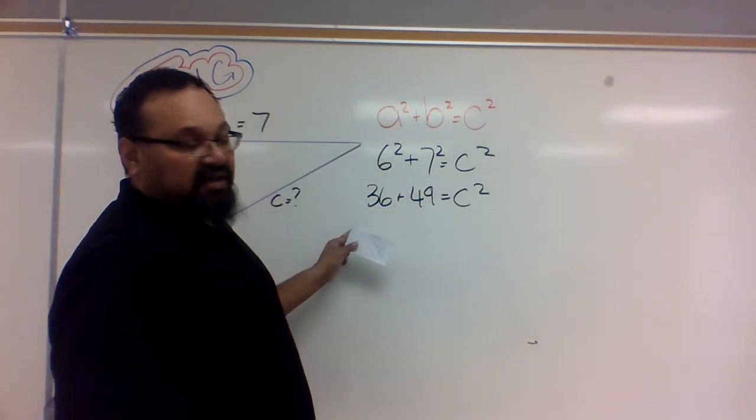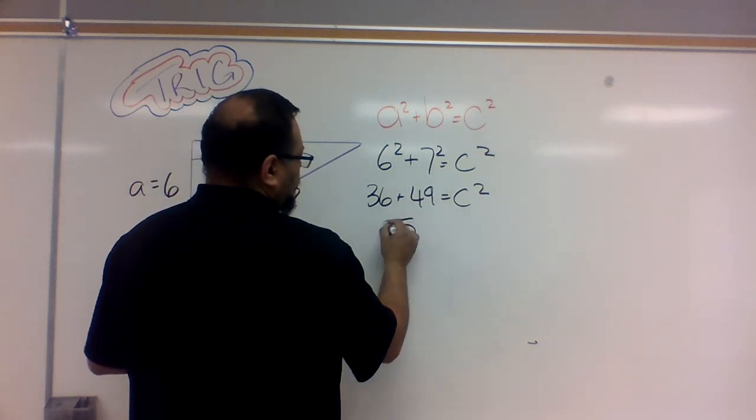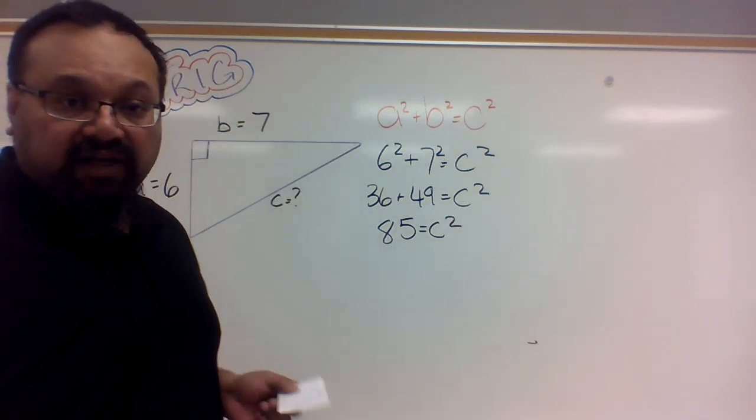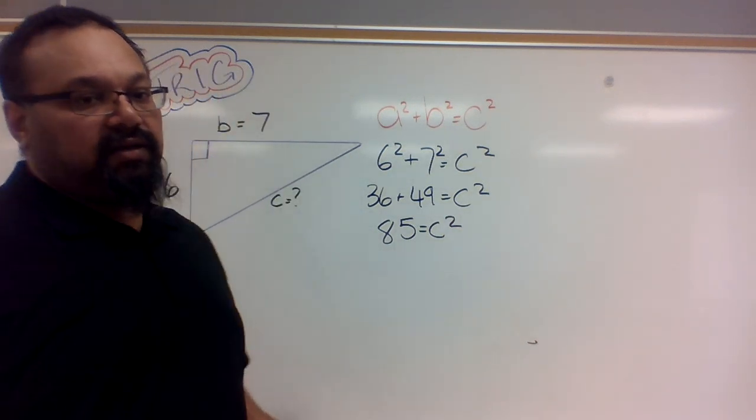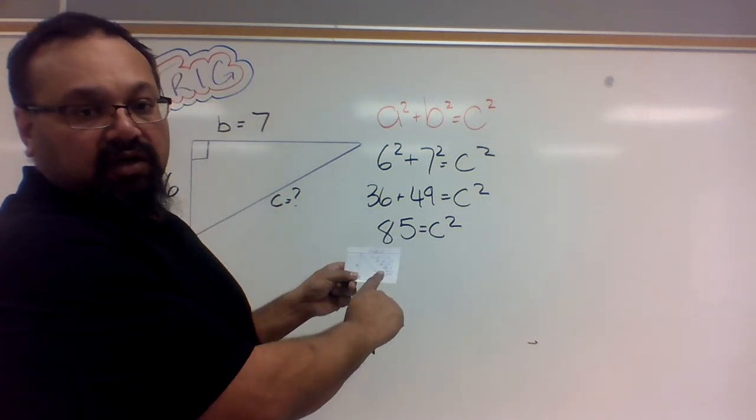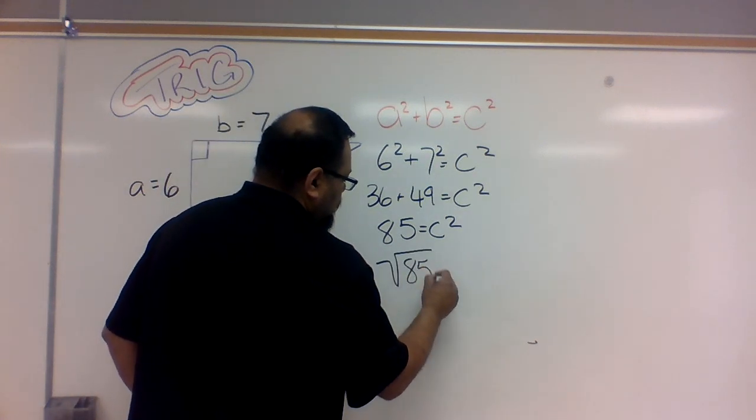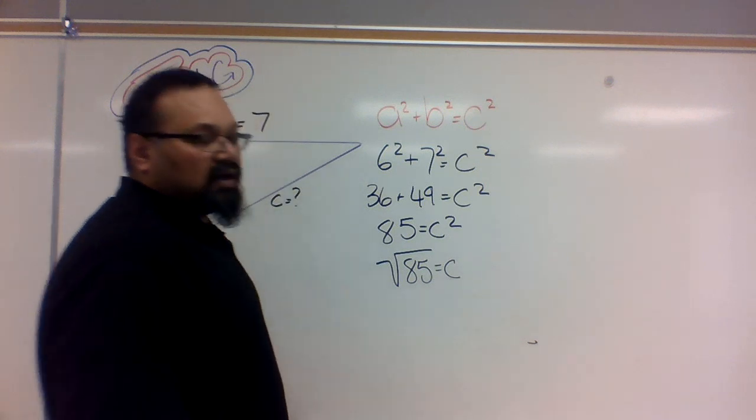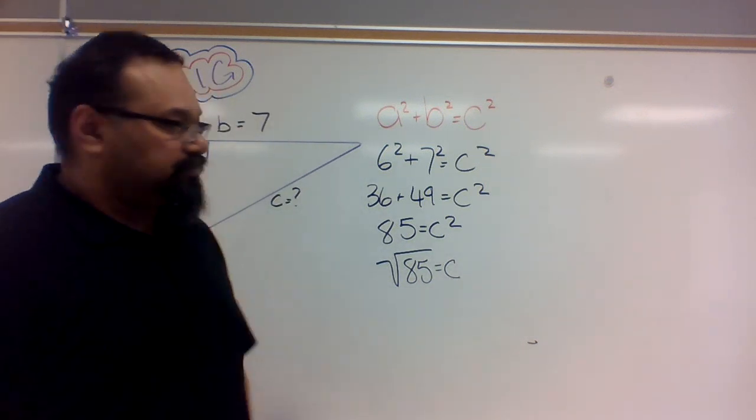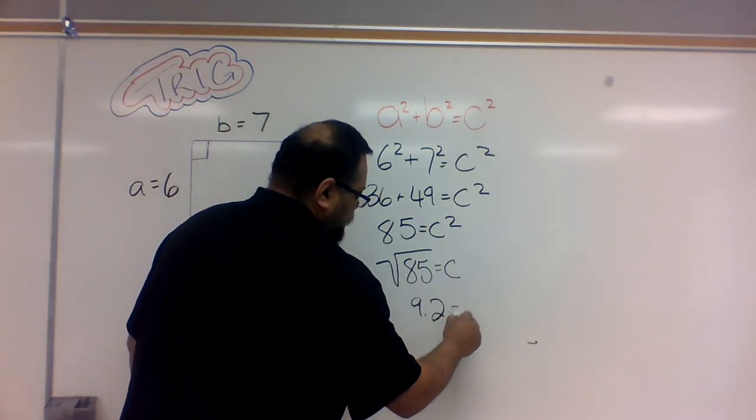We have to add them here. Adding them, that's 5, carry the 1, 8. So C squared equals 85. Are we done? No, we're not done. Now, basically, according to my cue card, we have to do the opposite of the squared function, which is square root. Now, you're going to get a decimal answer here. First, let's do the decimal and see what we're going to do with it. Find the square root of 85, you're getting 9.2.